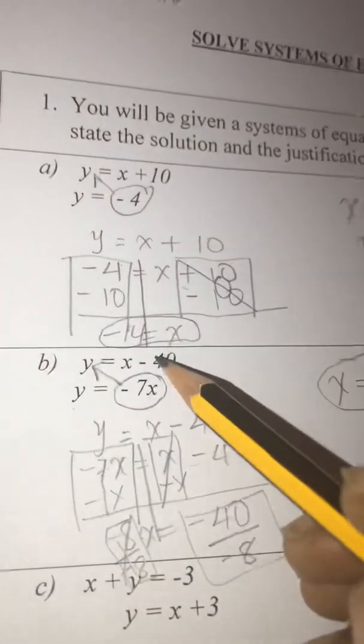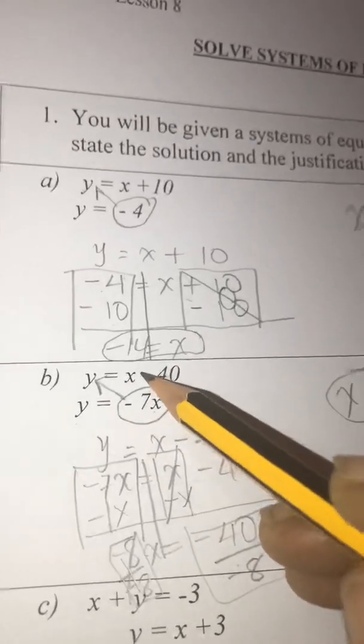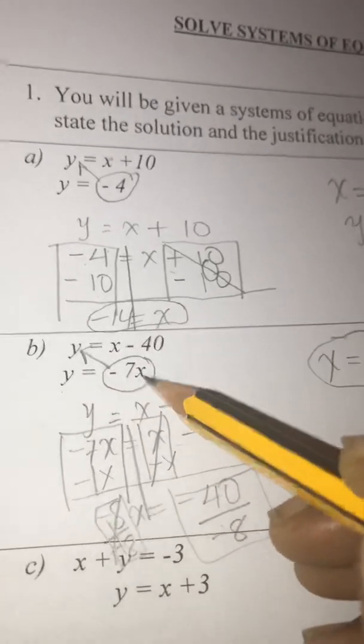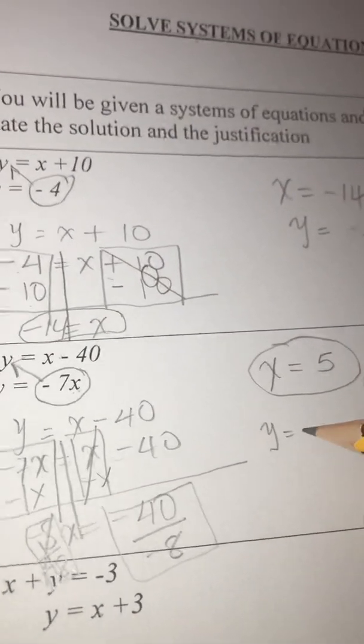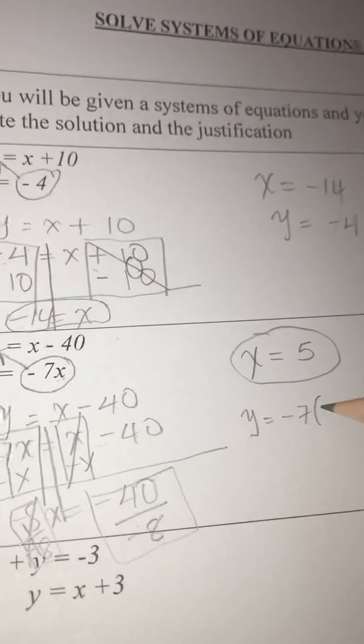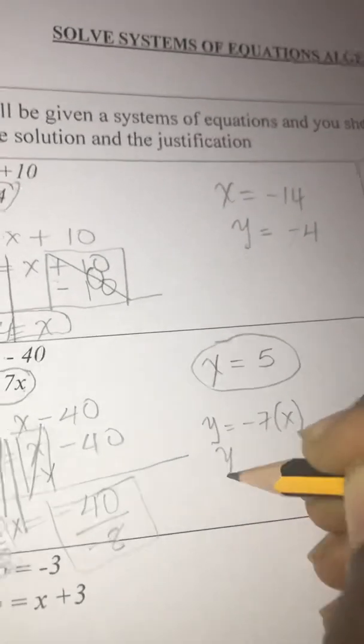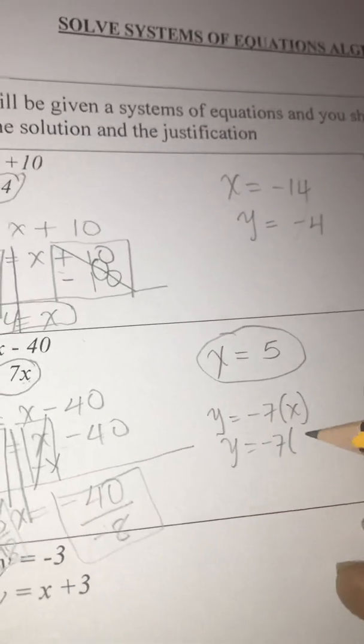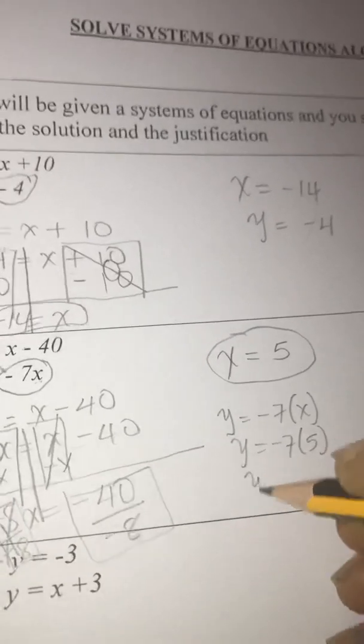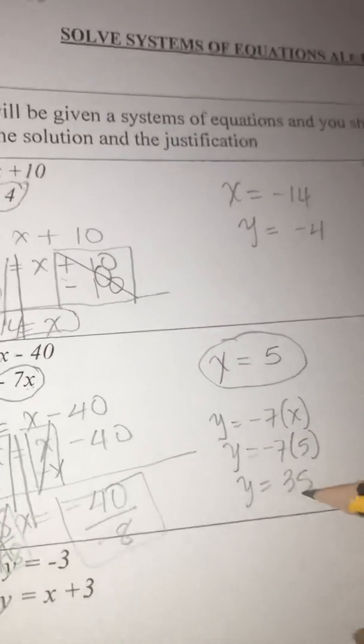I circle that. Now I need to find y. I can use either equation. I can use this one or I can use this one. I should get the same answer. Y equals negative 7 bracket x. Y equals negative 7 bracket 5. Y equals -35.